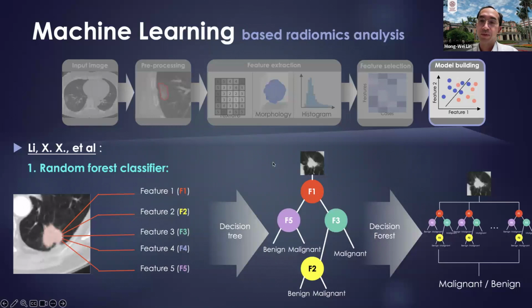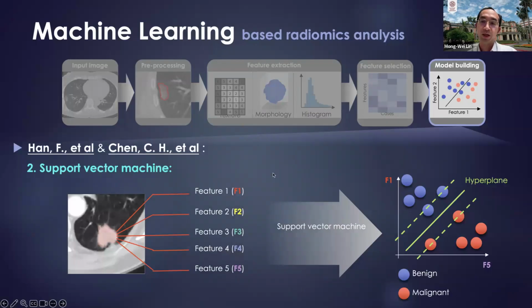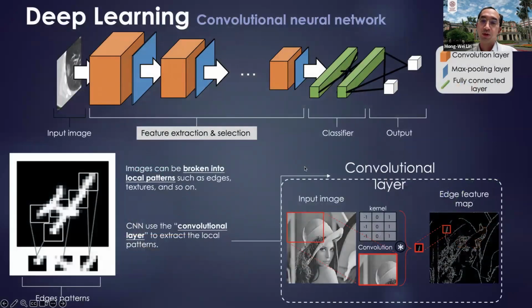In the feature selection and model building stage, we start from hundreds of extracted features and narrow them down to a small subset, maybe 4 or 5 features that carry most of the predictive information. These selected features are then fed into a standard classifier, such as a random forest or SVM, to build the final prediction model. So now let's move on to deep learning.